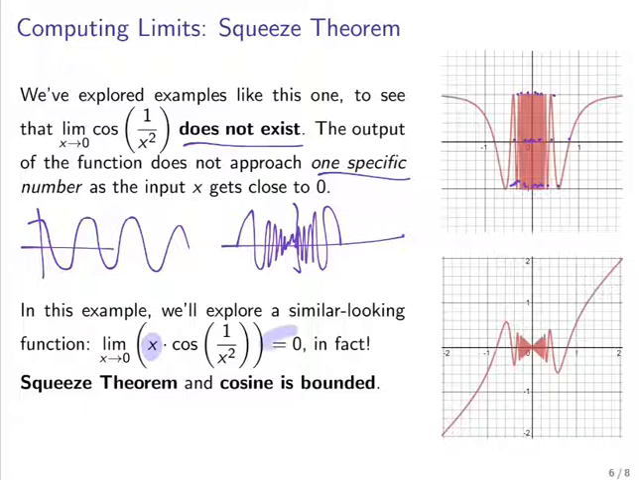And as it turns out, that is exactly what we're going to show. I'm going to go through the details on the next slide. But for now, I just wanted to show you the graph and to say that it depends on 2 different facts. We're going to apply the Squeeze Theorem, a fact that I'll state and use on the next slide, and the fact that cosine is a bounded function.